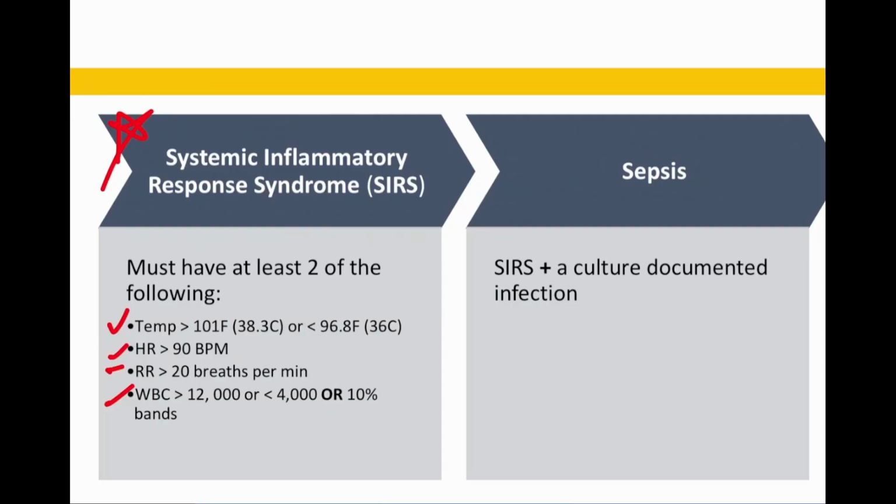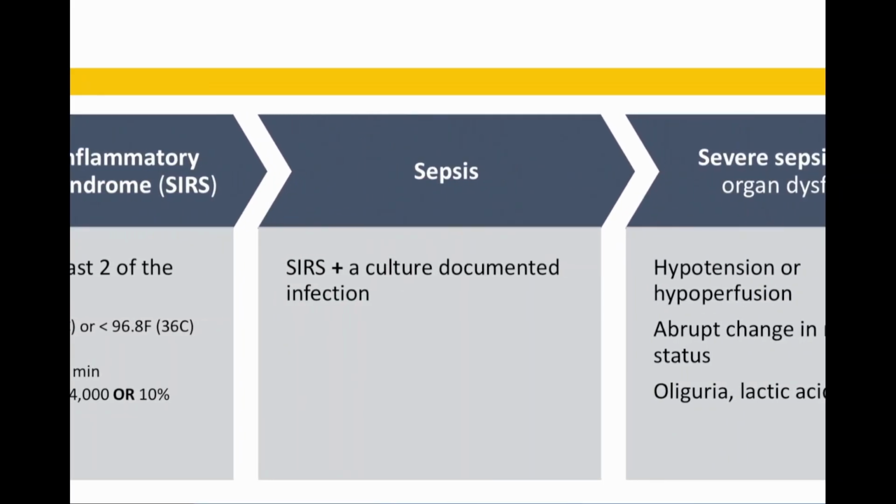Or if you have less than 4,000, that means you can't mount an immune response because you don't have enough white blood cells to do anything. So the extremes of white blood cells matter too. Too much or too little is a sign of SIRS. And then 10% bands. So this is the first one. They come into the hospital, they have a fever, they're tachy, white blood cells are high, they have systemic inflammatory response syndrome. It becomes full-blown sepsis when you have a documented culture.